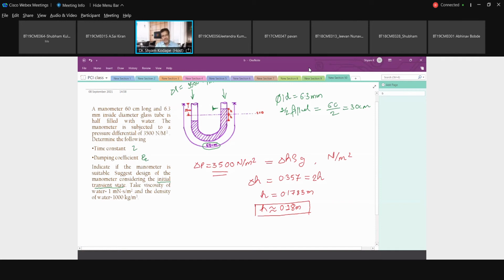The tube is of 60 centimeter long. Half filled is liquid, that is 30 centimeter. At time t is equal to 0, when it was at rest, how much empty space was available above the liquid level? It was 0.15 meter. Okay, but how much H is it supposed to achieve? The height it will achieve is 0.18.